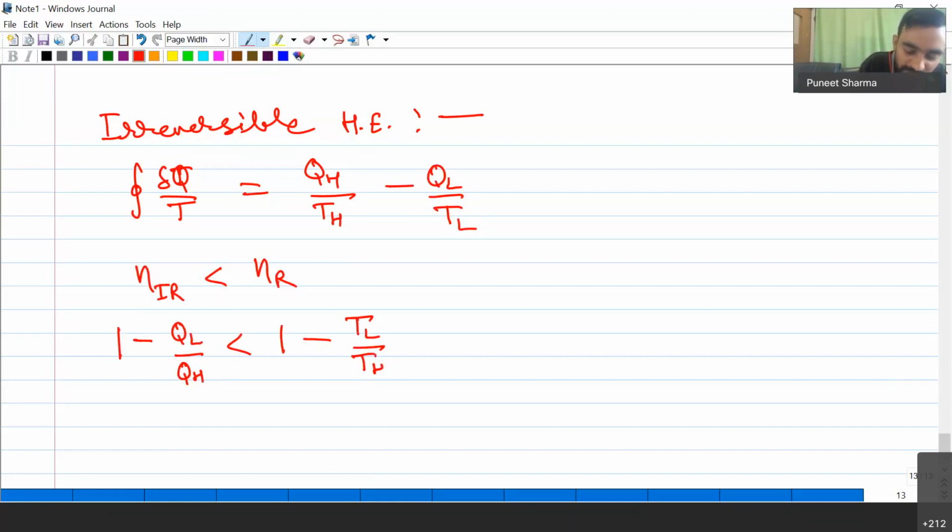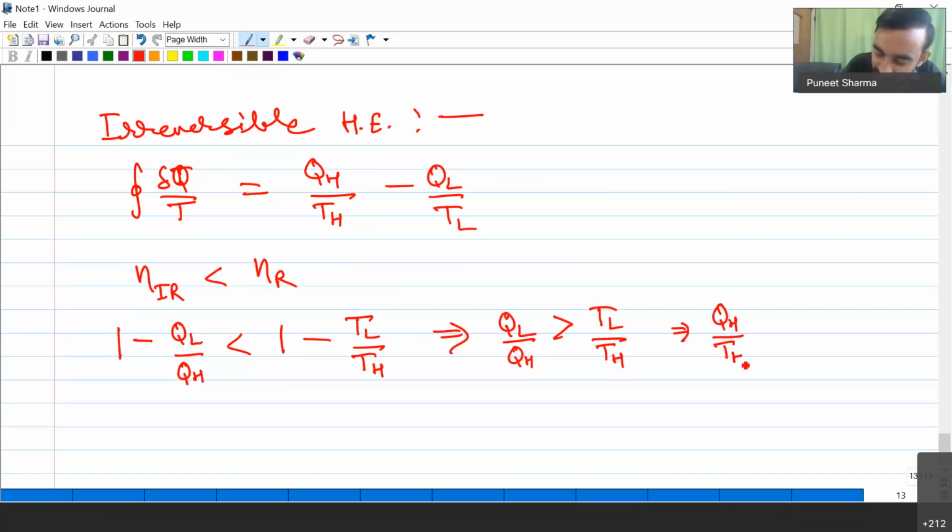So from here, if I cancel the 1 and multiply both sides by minus 1, I will find that QL by QH is greater than TL divided by TH. And finally I will find that QH divided by TH is less than QL divided by TL. So this thing will be applicable for nothing but a reversible cycle.